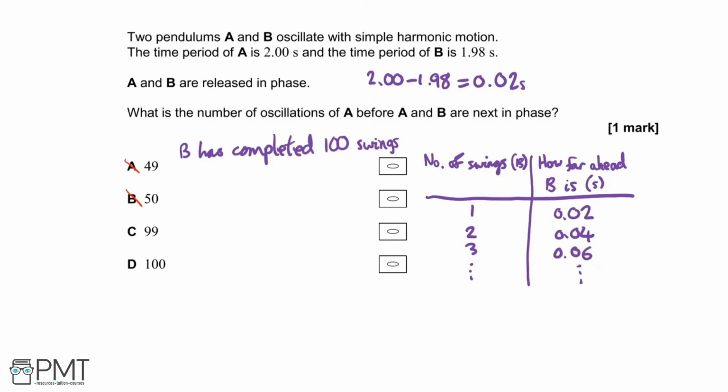You'll notice the question says, what is the number of oscillations of A before A and B are next in phase? So actually B has completed 100 swings, but remember it's 2 seconds ahead of A, which means it's a full swing ahead of A. So actually A has only done 99 swings, and that's what the question is asking for. So be very careful there. The correct answer is actually C. Very easy to slip up on this one.